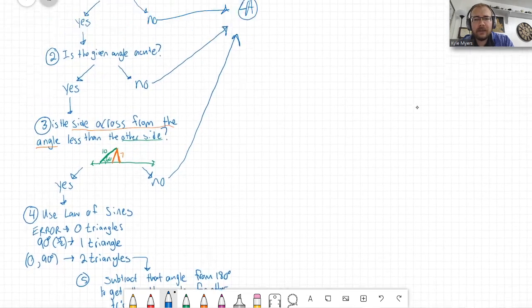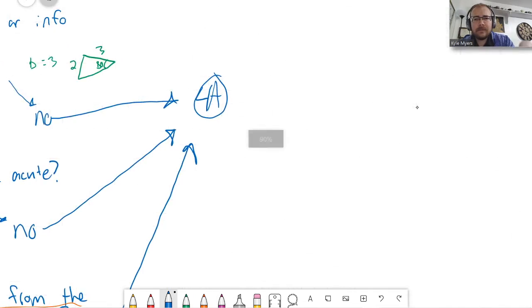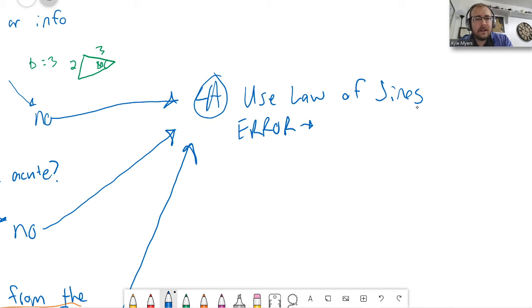If you get a no answer here for step 1, 2, or 3, then here's what you do. You use law of sines, and basically if you get an error, then it's the same thing. If you get an error, then you have 0 triangles, right? Assuming you typed it in right. 0 triangles. For some reason, only the number 1 is singular. Every other number is plural. I don't know if you ever noticed that, but it would seem like 0 would be singular, but I guess it's not because it's not 1. Anyways, so error, 0 triangles.